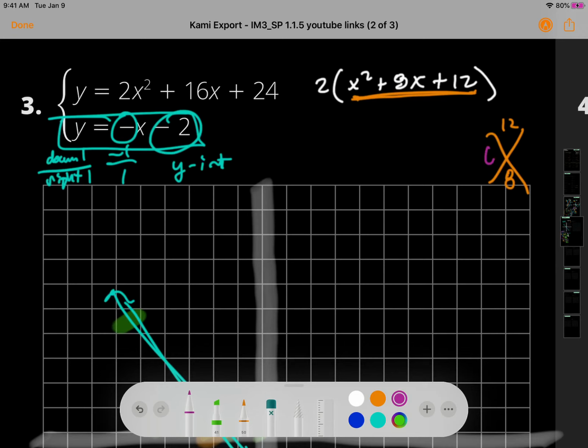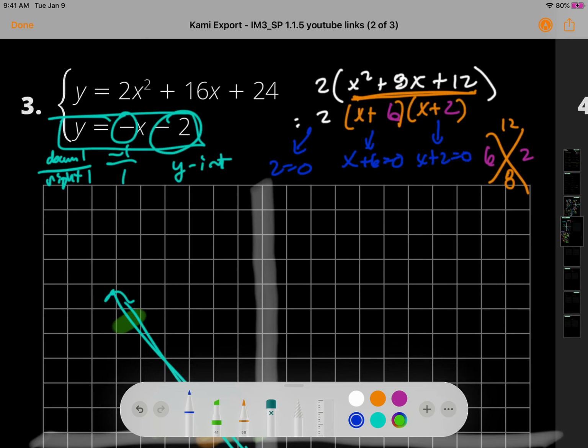I need two numbers that multiply to 12 and add to 8: 6 and 2. 6 times 2 is 12. 6 plus 2 is 8. So that gives me x plus 6, x plus 2. And we have this 2 on the outside, but we're just trying to find the zeros, or where it crosses the x-axis, so actually I don't need that. You can just set each of these equal to 0. X plus 2 equals 0. So then you will get x equals negative 6 and x equals negative 2.